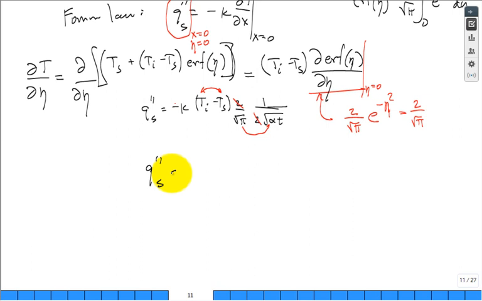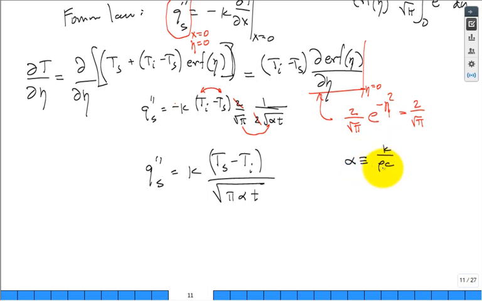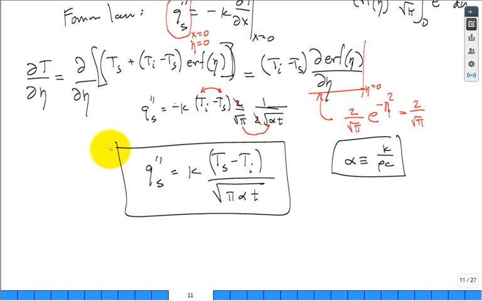Q double prime S is equal to K times the higher temperature Ts minus the lower temperature T initial, divided by the square root of pi alpha T. Look good? All right, somebody says, what was alpha defined as? Wasn't it K divided by rho C? Okay, we're going to use that in a minute, but this is the big result, because you can simplify it a little bit more with that alpha.